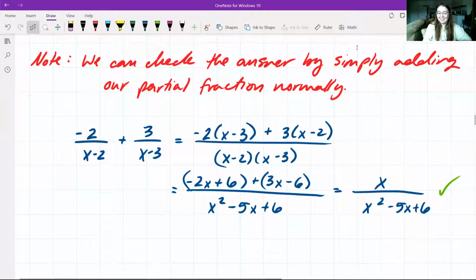Here's our check. This is how we would go ahead and just check our answer. You would just add your partial fractions any other way that you would normally and just make sure that you get that answer from before. So if you really want to look over this check, I would highly recommend pausing the video and just looking over and making sure that you know how you got this answer.